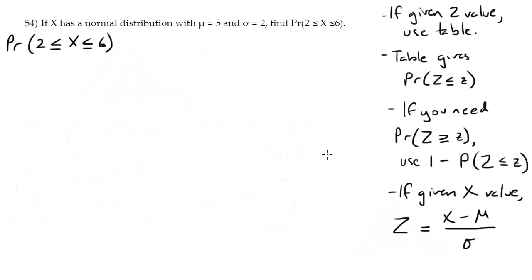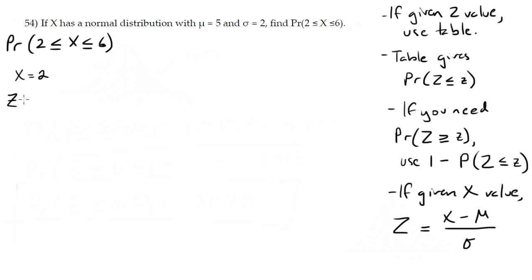So before we do anything else, we need to find the z value for x equals 2 and the z value for x equals 6. We need to find those two z values in order to continue. So first, let's find the z value for x equals 2.